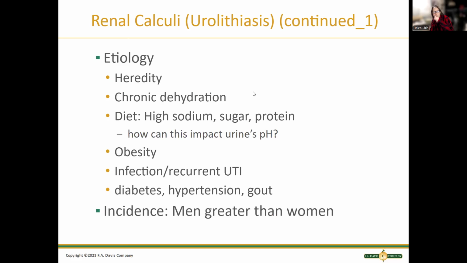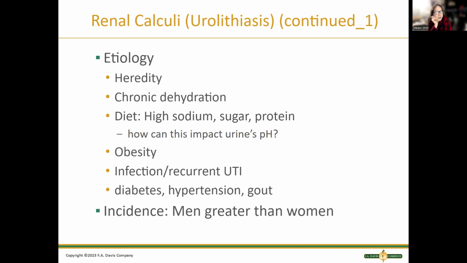But the etiology, or how the stones are formed, is that sometimes if your parents had stones, you may be more likely to develop kidney stones as well. There could be chronic dehydration because, like I said, if you're not producing enough urine volume, then all of these urinary salts are going to sit too close together and crystallize.